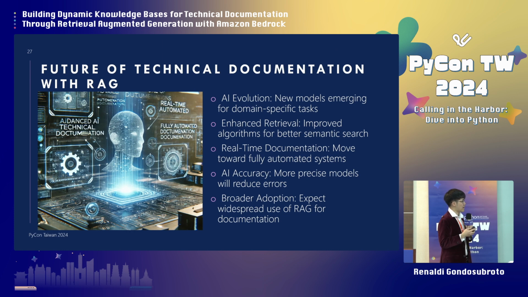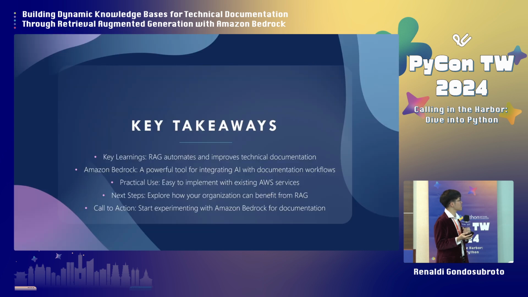And of course, we'll have improved algorithms for better semantic search. I feel like we'll also move eventually towards fully automated systems, essentially for documentation in this scenario. We might also have more precise models which will reduce errors, and we've seen that a lot. Like if you've seen, for instance, the newest O1, we've been able to see that quite a bit as well. And I also expect better, more widespread use of RAG for documentation as well.